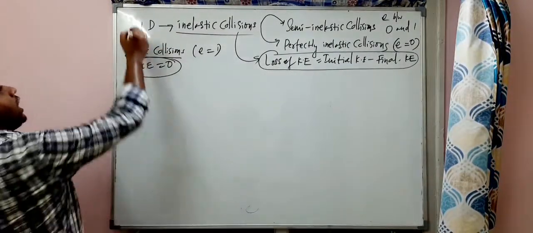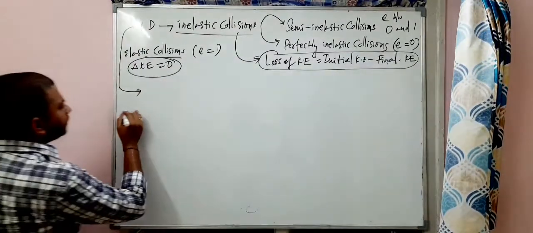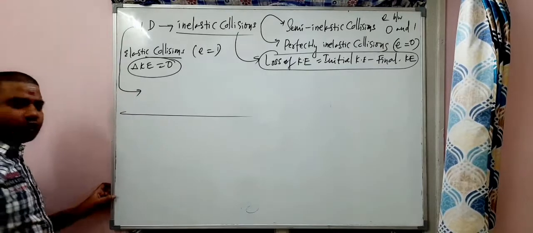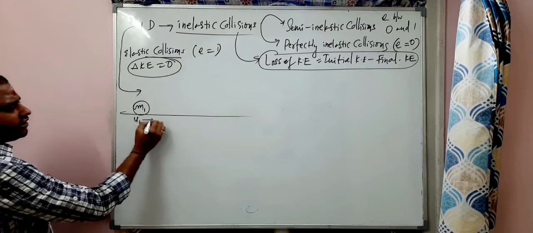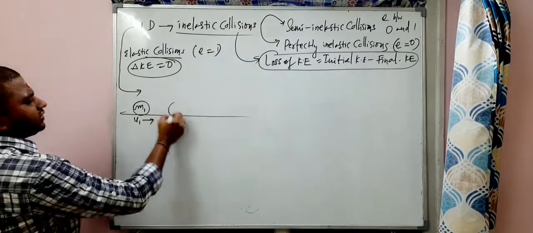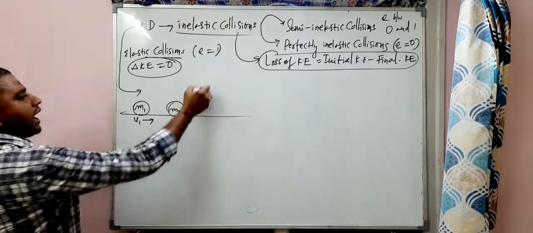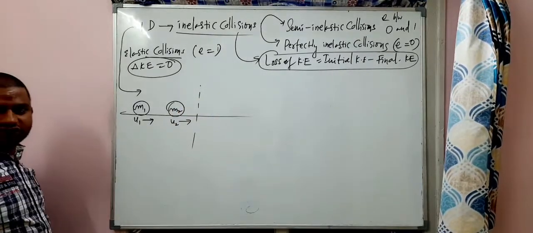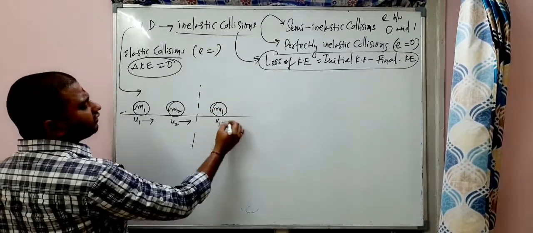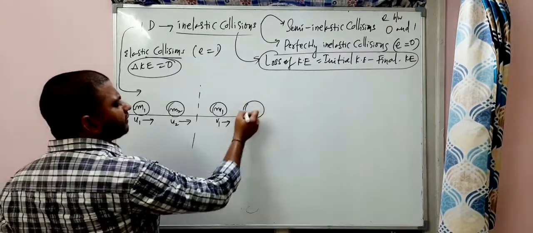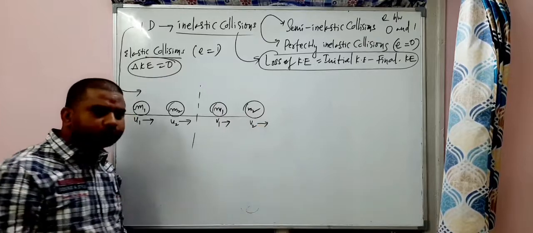So our topic of interest now is inelastic collisions. In this other type of collision, it is the same setup. There is a body of mass m1 moving with the initial velocity u1, and a body of mass m2 moving with the initial velocity u2. This is the before-collision situation. After the collision, the body of mass m1 moves with a velocity v1, and the body of mass m2 moves with the velocity v2.